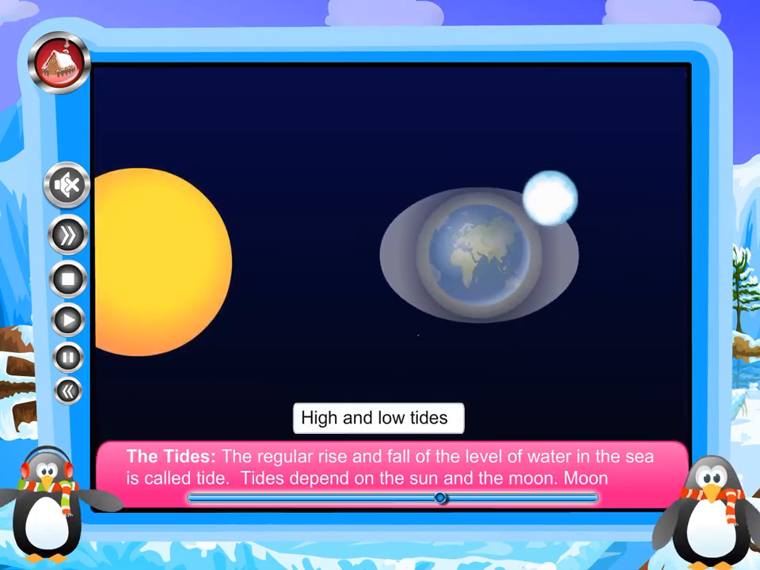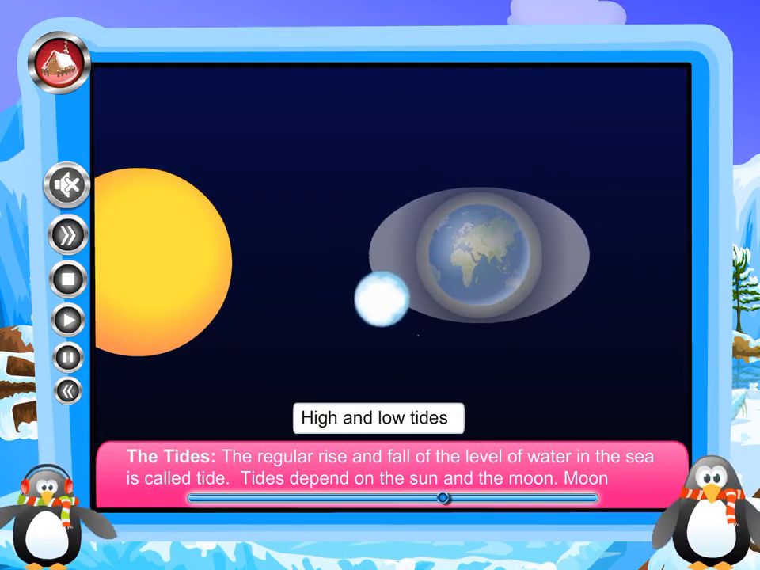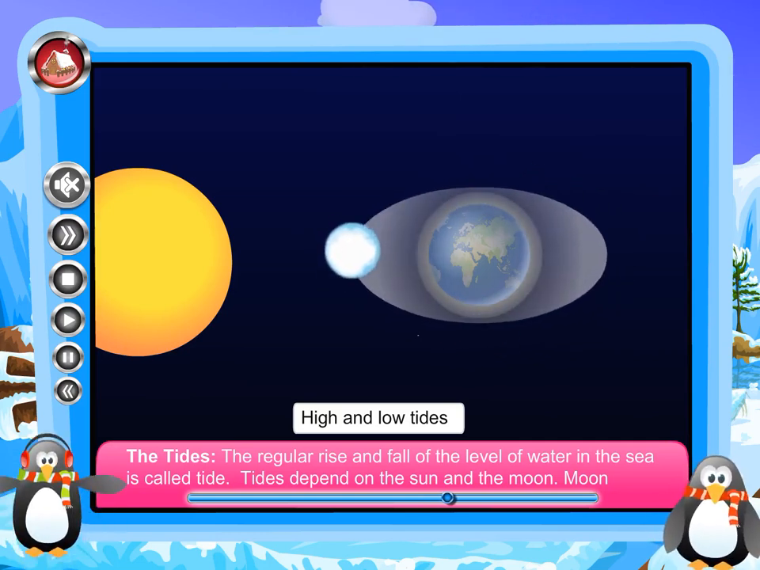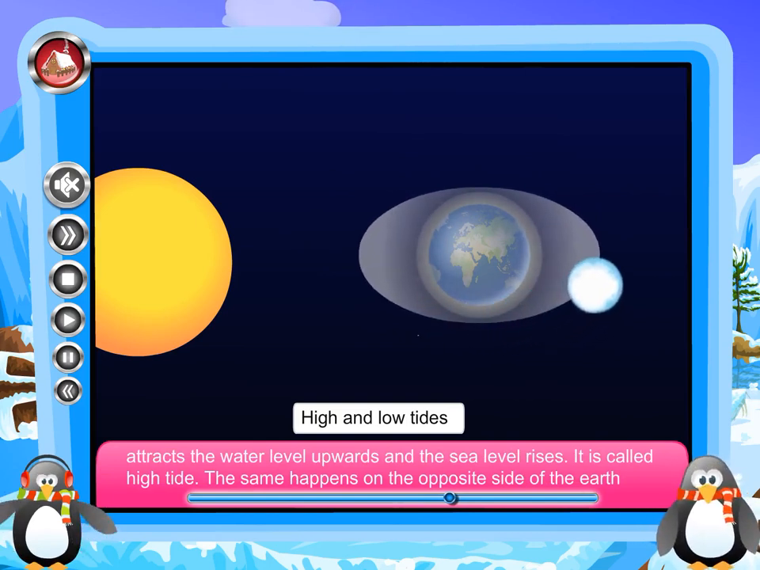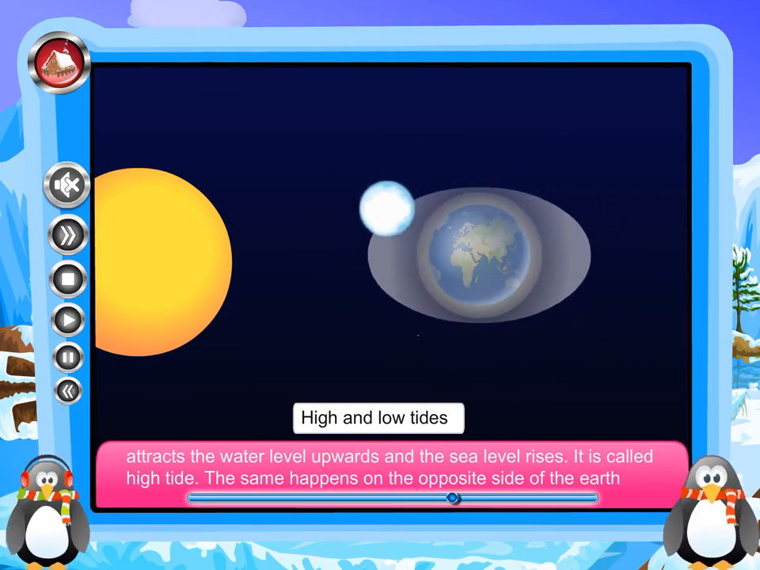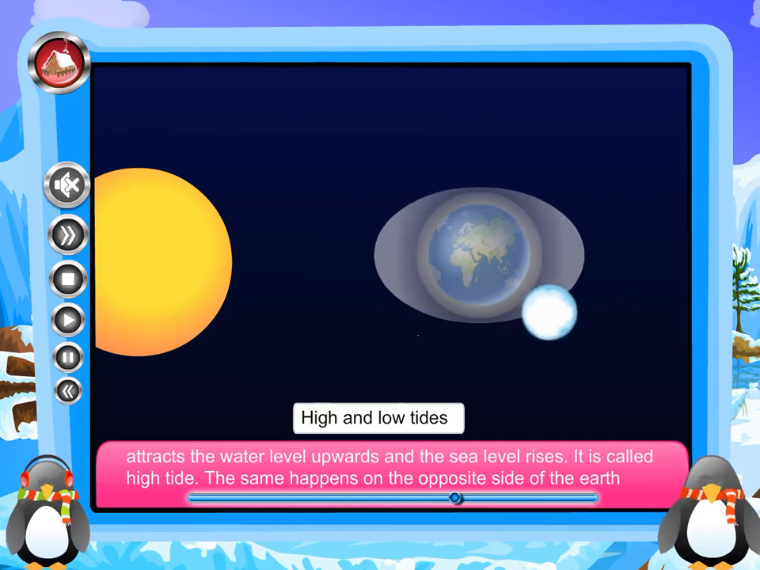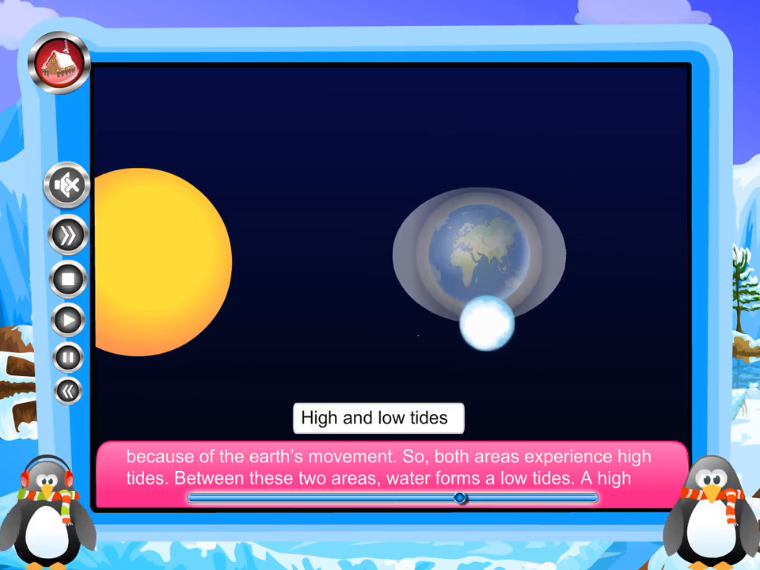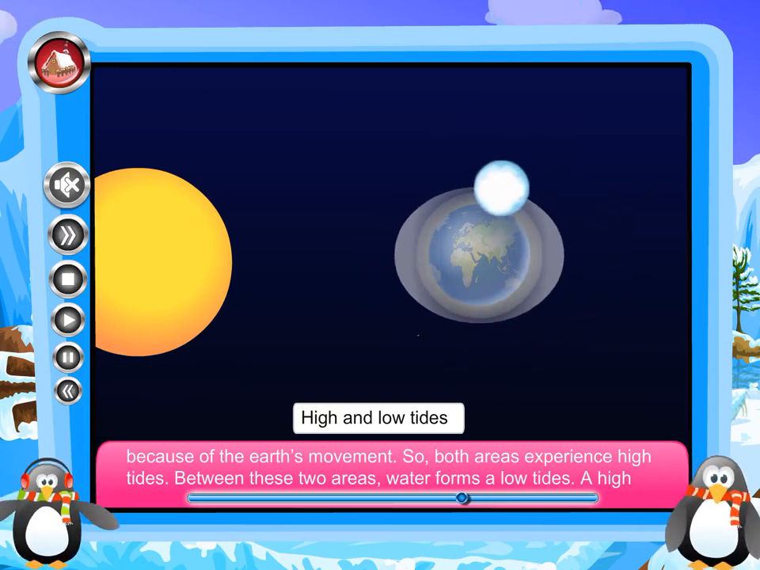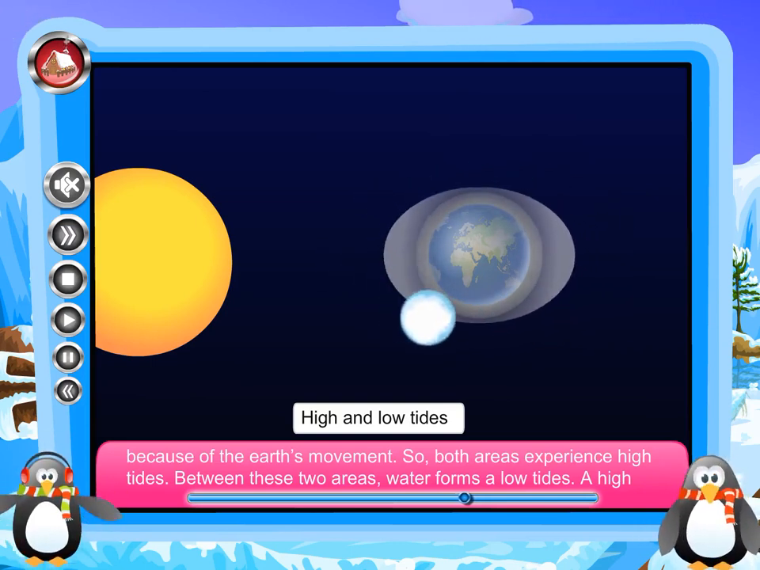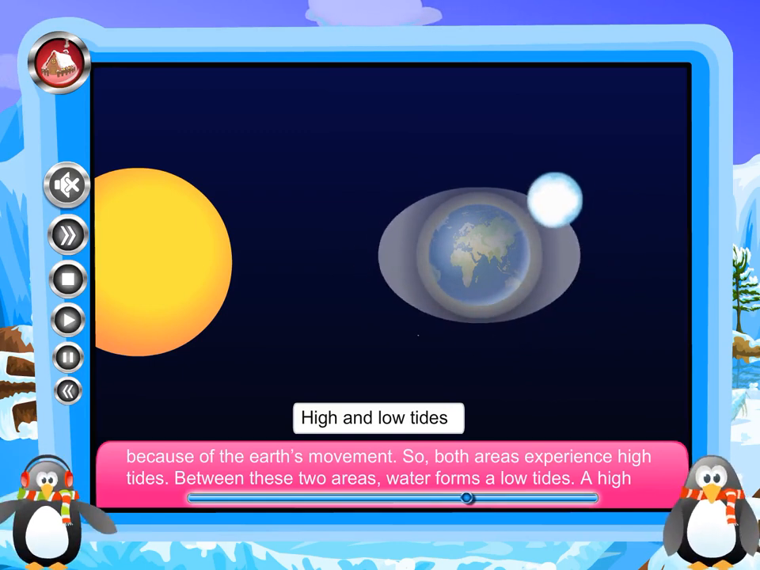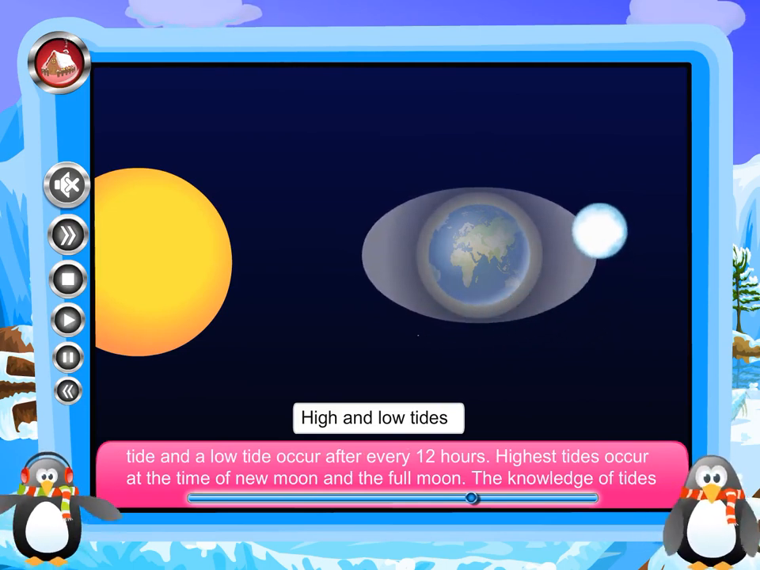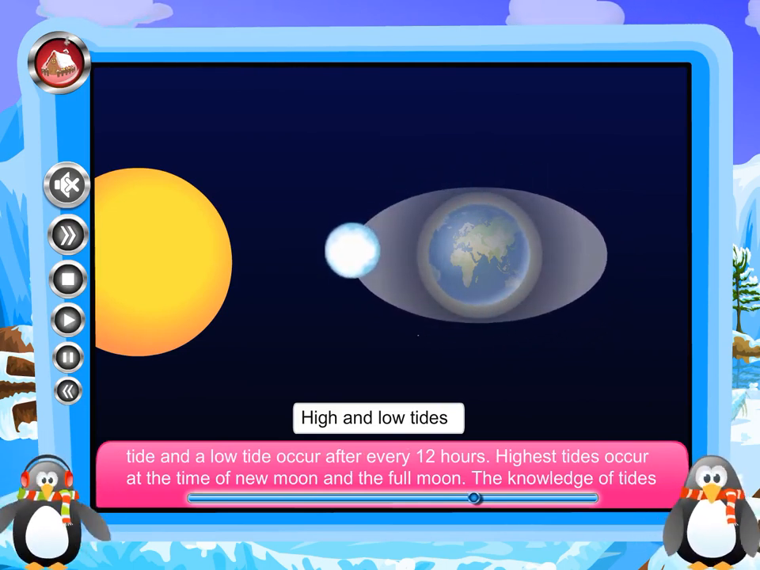The tides. The regular rise and fall of the level of water in the sea is called tide. Tides depend on the Sun and the Moon. The Moon attracts the water upwards and the sea level rises. It is called high tide. The same happens on the opposite side of the Earth because of the Earth's movement. So, both areas experience high tides. Between these 2 areas, water forms a low tide. A high tide and a low tide occur after every 12 hours.